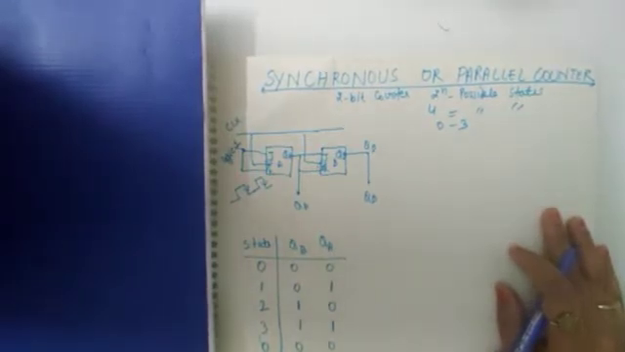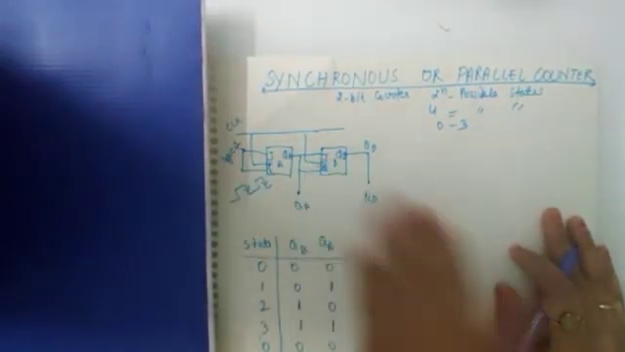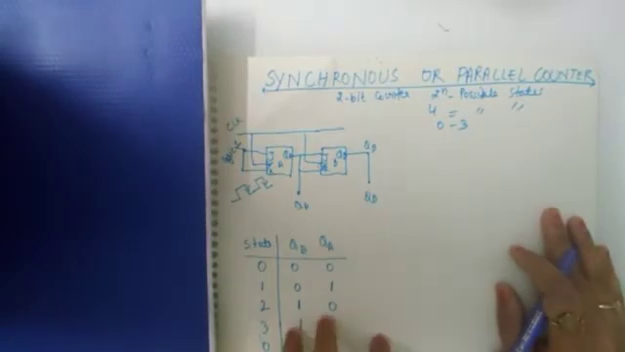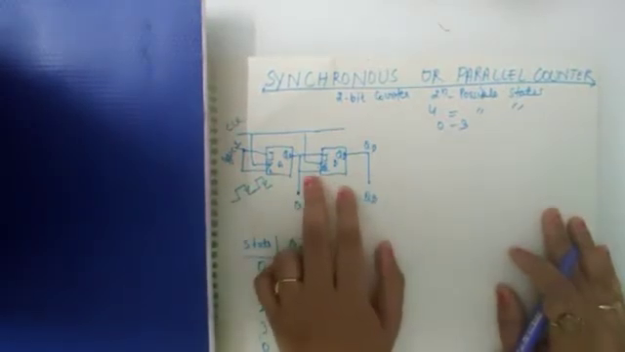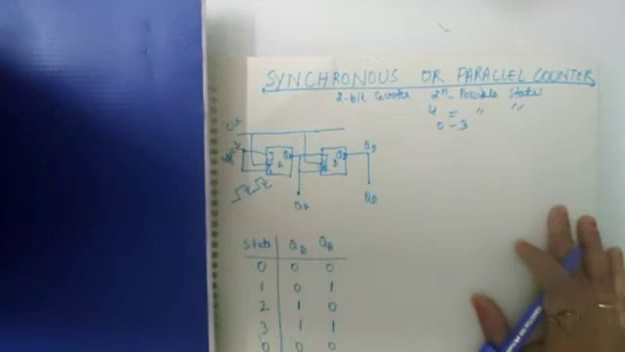number of flip-flops. I have just taken 2 flip-flops to explain the counting process. You can explain the counting process by taking a 4-bit counter, but it will be a little bit more complicated. So just to make it easy, I have taken the case of 2 flip-flops. Now the main important factor of this synchronous counter is the time delay.